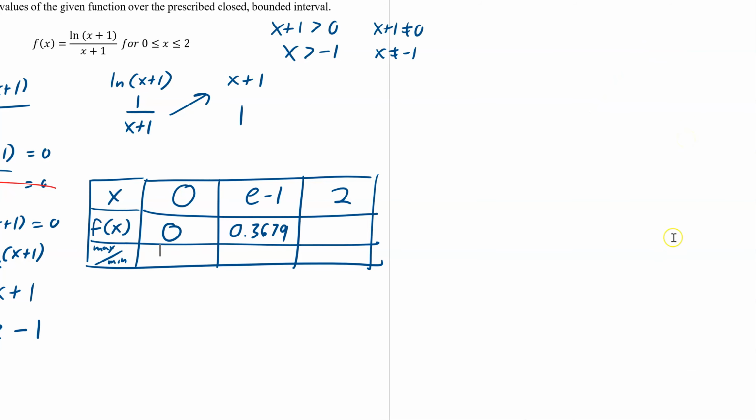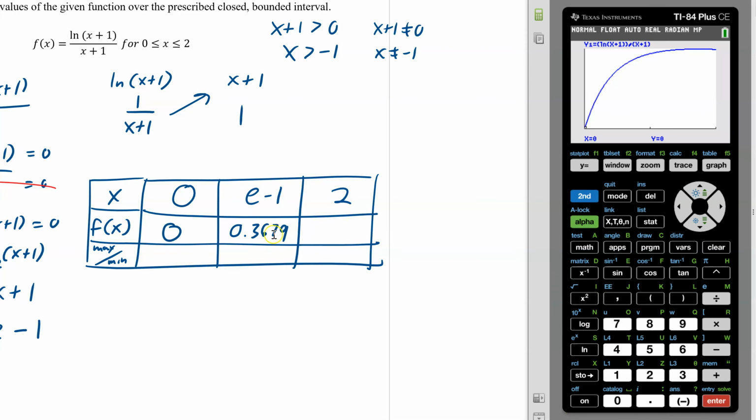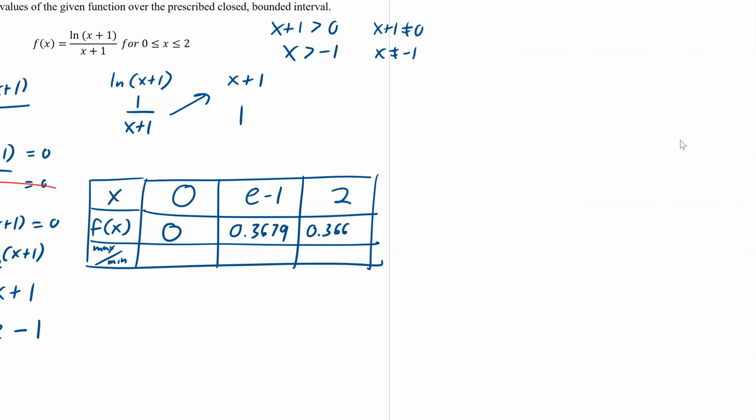So we already know what our min is. And then the other one. So if the 2 is higher than this, we know that's our max. But it looks like it comes back down. So let's hit trace 2. And it's 0.3662. So we know that e minus 1 is our max because it's the biggest value. And 0 is our min because it is the smallest value.